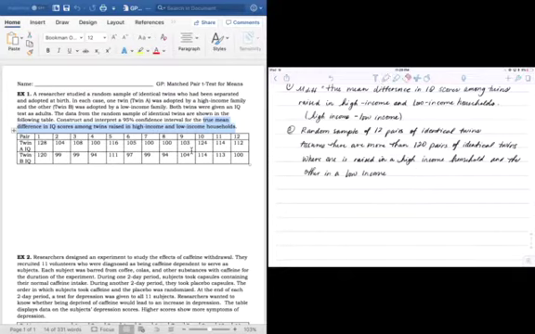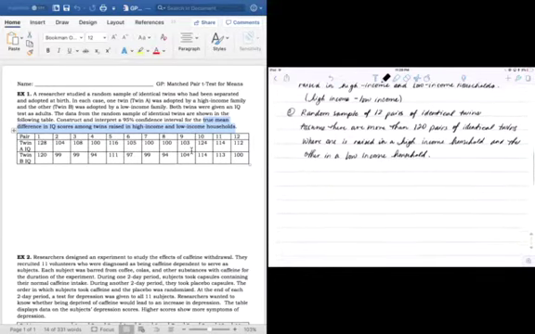And this, what household then? Household. All right, there we go. So that's our 10% condition. So random sample, 10% condition.